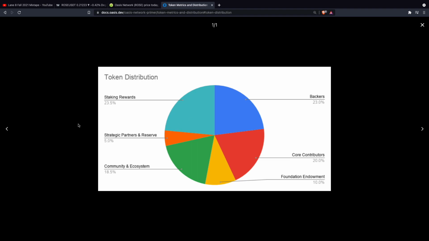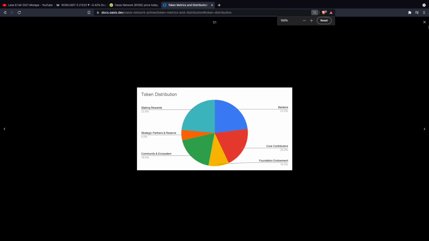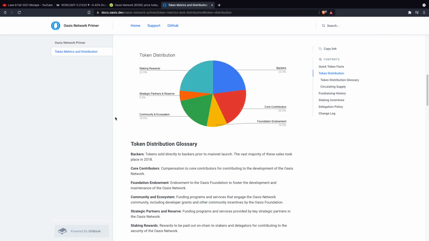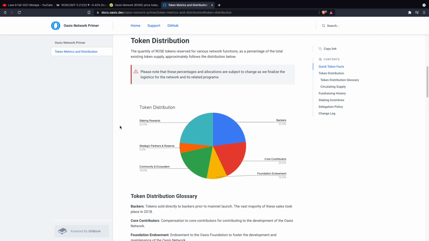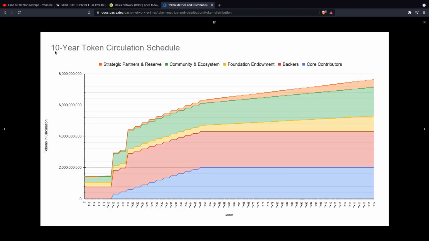And out of that, the ones that are at risk of being dumped technically are the strategic partners in reserve, 5%, backers, so that's together 28%, core contributors, so that's 48%. So technically, we're looking at about half the company has been given away to strategic investors, VCs, and their core contributors. As we go down, you'll see here, this is their 10-year circulation or distribution schedule.